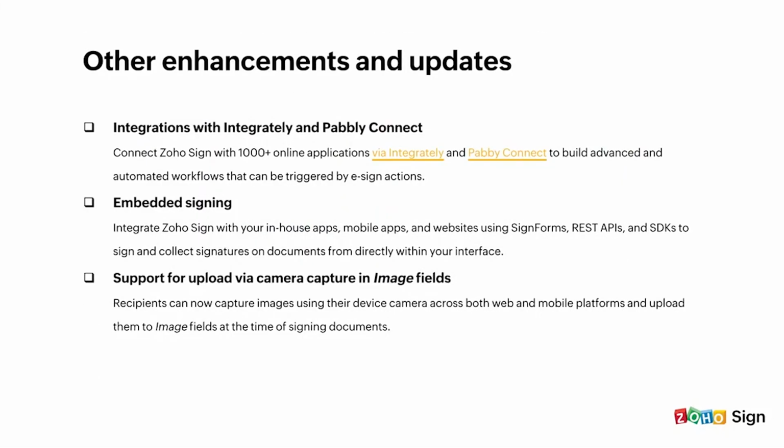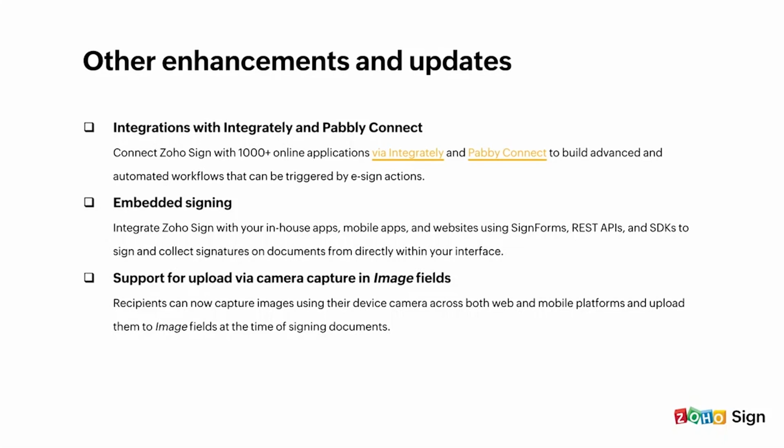I'll quickly wrap this thing up. Here are a few other enhancements and updates. We also had integrations being published by Integrately and Pabbly Connect this year, which are other integration platforms similar to Zapier or Microsoft Power Automate, as I was showing you earlier. This allows you to add Zoho Sign and build workflows with thousands of other applications available on these respective platforms in their marketplace and galleries. And have workflows that can be triggered by eSign actions.